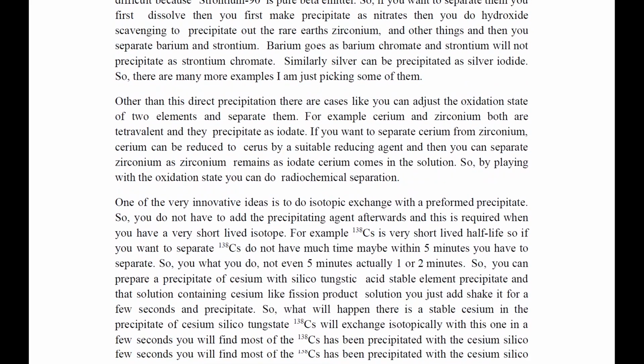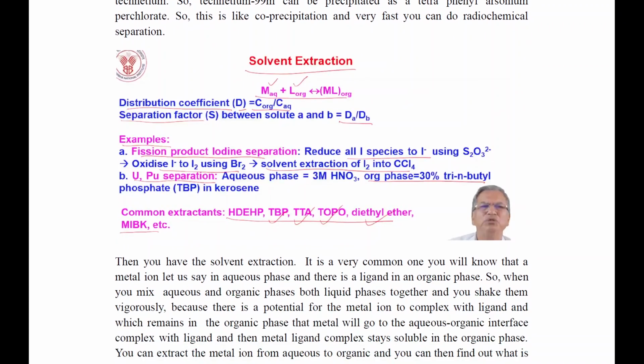And then he talked about basically solvent extraction. The basic principle of solvent extraction is, for example, you have M aqueous plus L organic giving ML organic. The distribution coefficient, we know D is equal to C organic over C aqueous. Separation factor S between a solute A and B can be given as D_A by D_B. So the examples are fission product iodine separation. It reduces all iodine species to I negative using thiosulfate, which is then oxidized from I negative to I2 using Br2, followed by solvent extraction of I2 into CCl4.